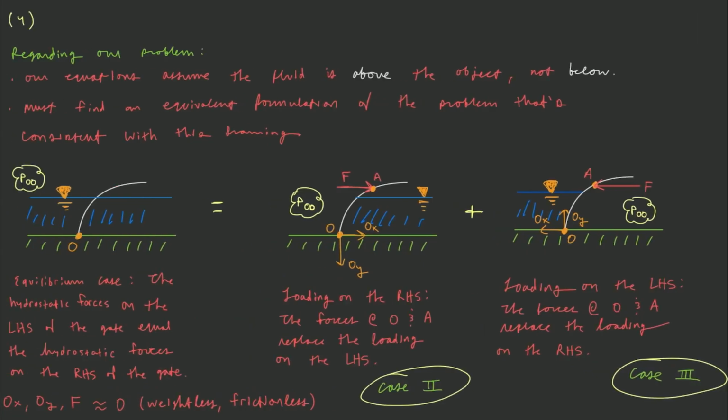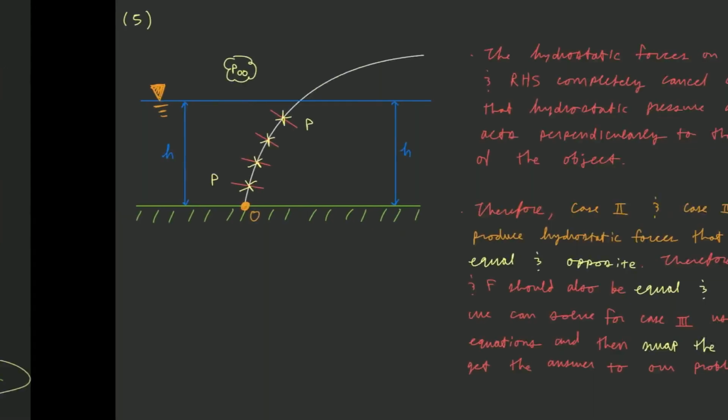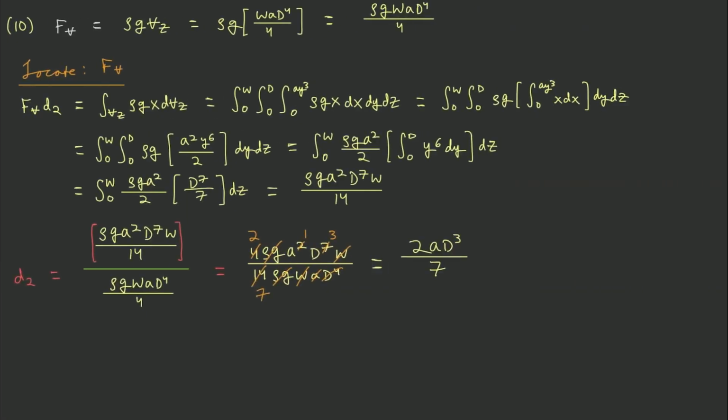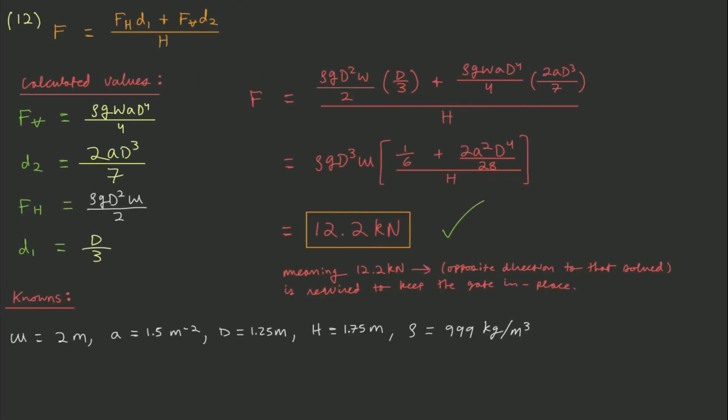So let's go back to the original diagram here. We have solved for this problem right here, and we found that we need 12.2 kilonewtons acting to the left to keep this gate in place. We really care about this problem right here. Remember, we have found from our thought experiment, we just switched the signs. All the magnitudes are equal. So in reality, we want F is 12.2 kilonewtons to the right to keep this gate in place. Okay? So we'll show that in the final note here. We say that 12.2 kilonewtons to the right, opposite direction to that solved, is required to keep the gate in place. So we need a 12.2 kilonewton force acting to the right on our actual gate to keep the gate in place against the hydrostatic pressure exerted by the water. Okay? And that is for these knowns right here.